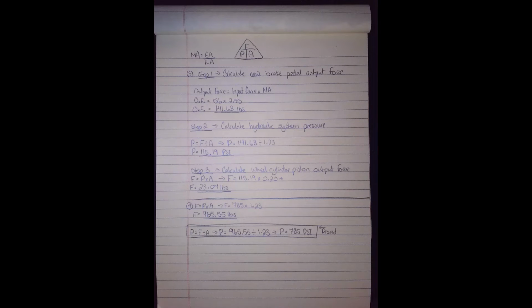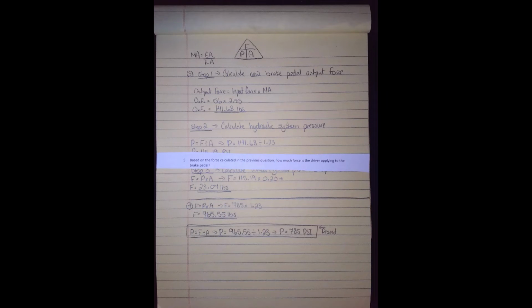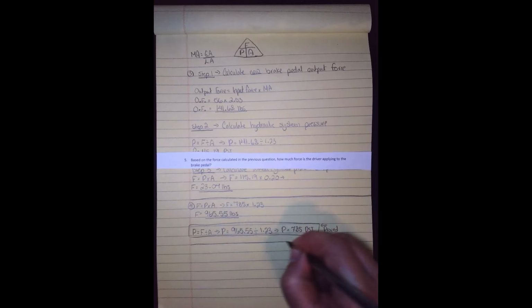As far as the imperial side of the worksheet goes, we've only got one question left, number 5. And it says, based on the force calculated in the previous question, how much force is the driver applying to the brake pedal? So we know how much force is being applied to the master cylinder. We know that this force would be a result of the driver's input multiplied by the mechanical advantage. So if we want to work backwards, all we're going to do is divide.